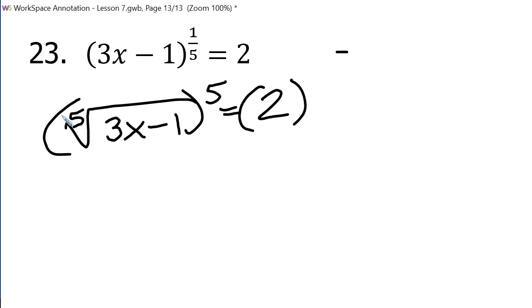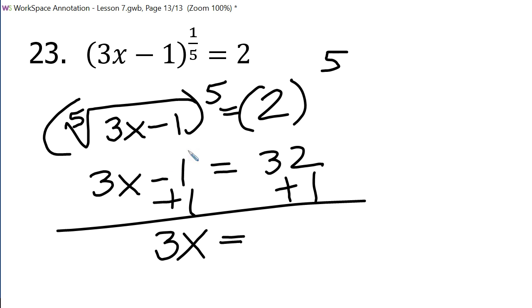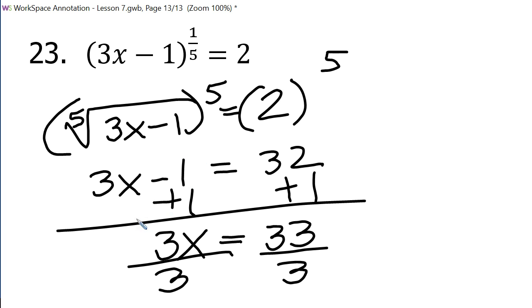It goes away. So bring down your 3x minus 1. And what is 2 to the fifth power? 32. Add 1 to both sides. 32 plus 1, 33. Divide both sides by 3, and x equals 11.